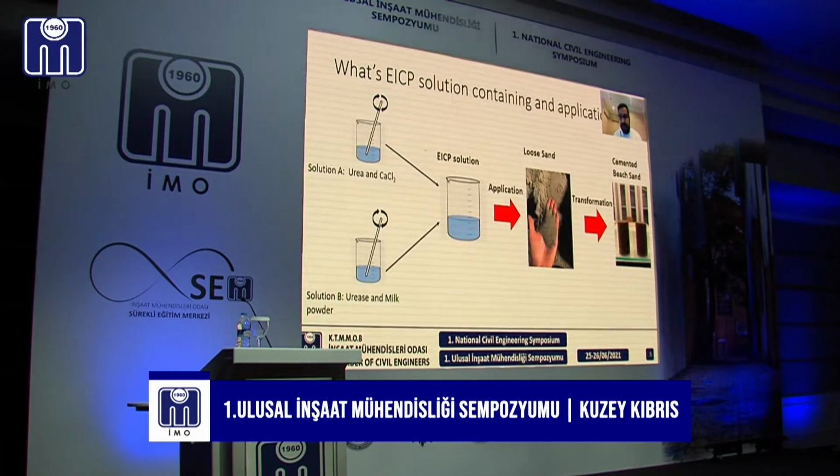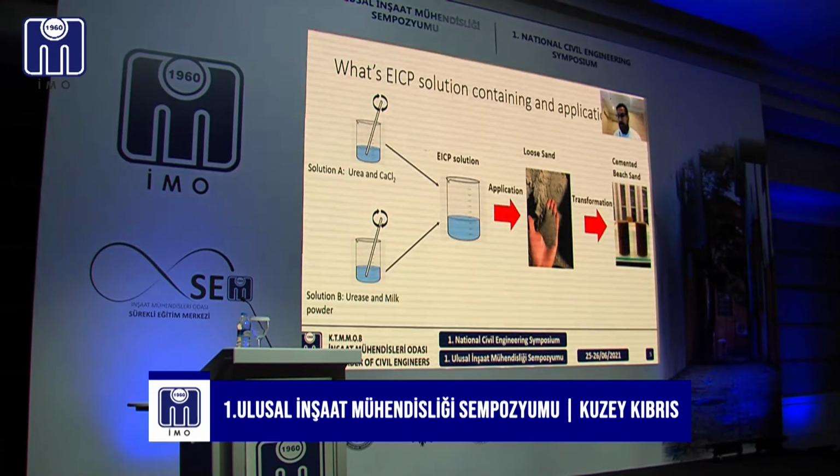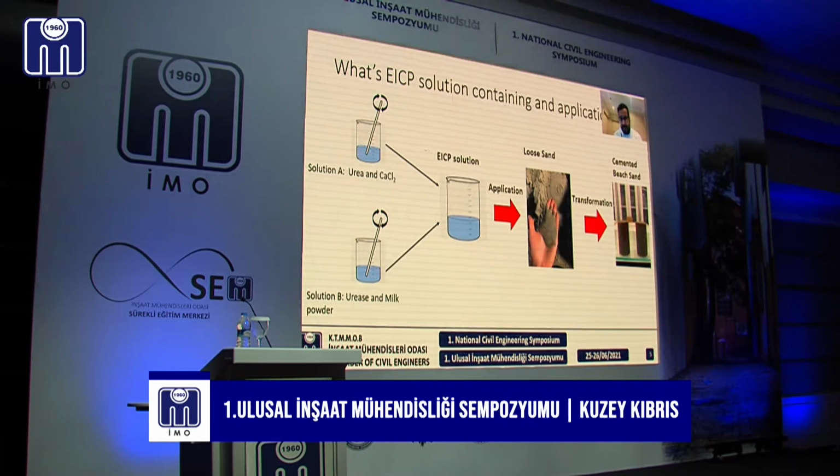So in general, what is the EICP solution? What is the enzymatic induced calcite precipitation solution that you are using, and how do you apply it? Simply, it contains three main components: urea, a calcium source, which in our case is calcium chloride, and urease, and milk powder. So we are using milk powder as a stabilizer.